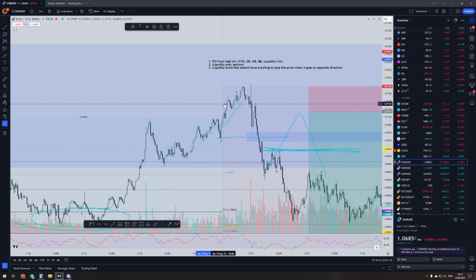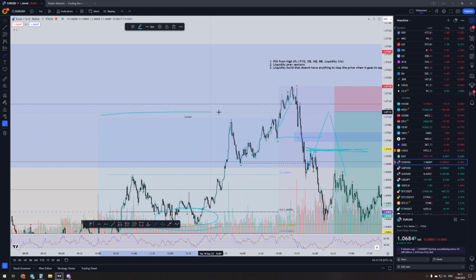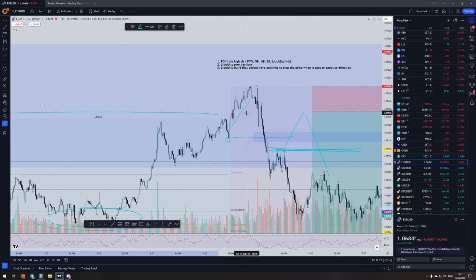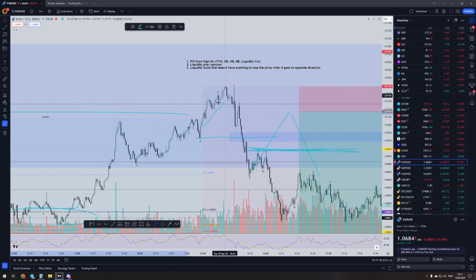It's happening in 1 hour fair value gap, especially like 50% of it. This is where I've been opening my position right here, right here. This is 50% of this fair value gap. Then we take liquidity from previous session, from London session? Yes, it's been taken. Did we have liquidity builds that don't have anything to stop the price? As you can see, we don't have any zones that can stop the price.